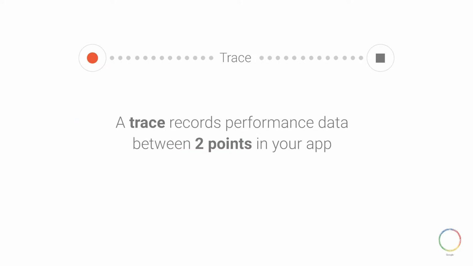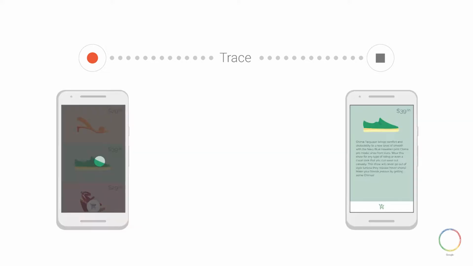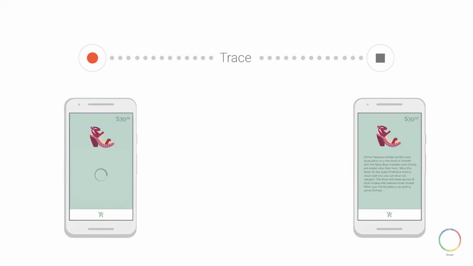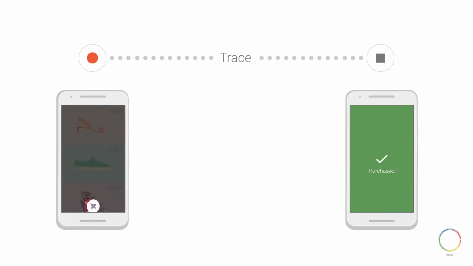The easiest way to define a trace is that it's a performance report between 2 points in your app. So imagine that you have a record and a stop button. And in between those 2 points, you capture a lot of metrics. These 2 points can be anything in your app. They could be anything that you care about or anything that's worth monitoring. It could be something like the time between the user tapping on one of the shoes until they see the full product details page. Or it could be as fine-grained as a database fetch to get a string and display the string. Or it could be as long as the full checkout flow.